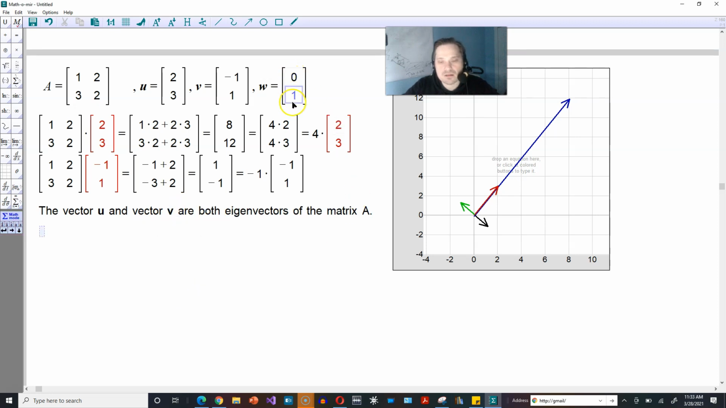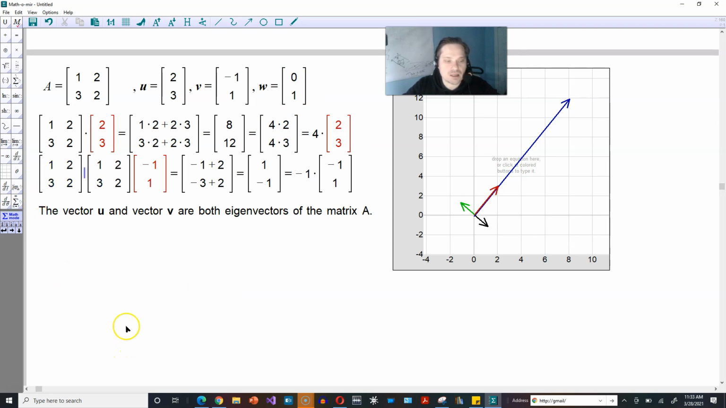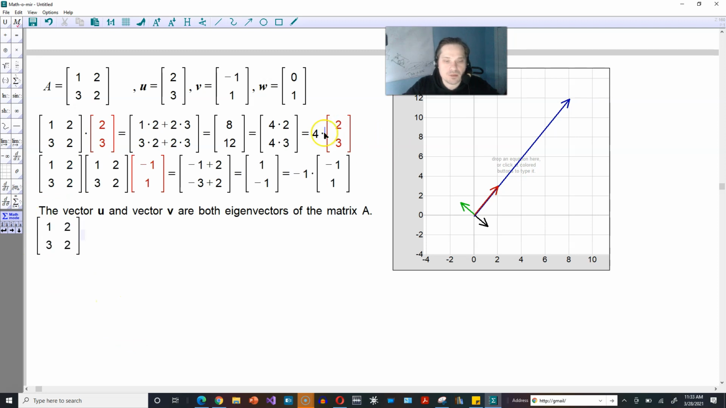Take this vector 0, 1 as an example, and make the matrix act on it to see what the output would be. So let me make a copy of the matrix right here, and put the vector next to it, so that's 0, 1 right here, and multiply this out. It's going to be a 2 by 1. So when you carry this out, it's going to be 1 times 0, which is 0, plus 2 times 1, which is 2. That's going to be 3 times 0, which is 0, and then 2 times 1, which is 2. That's 2.